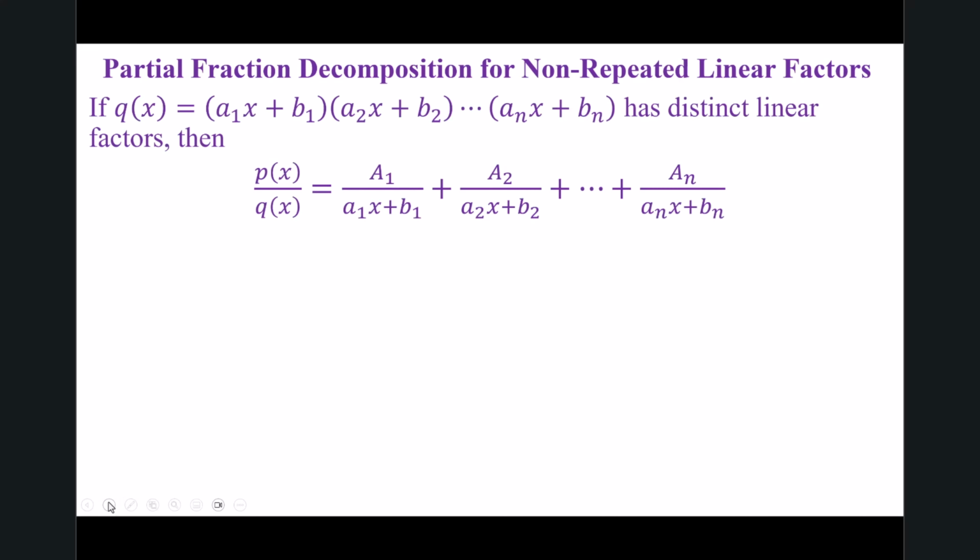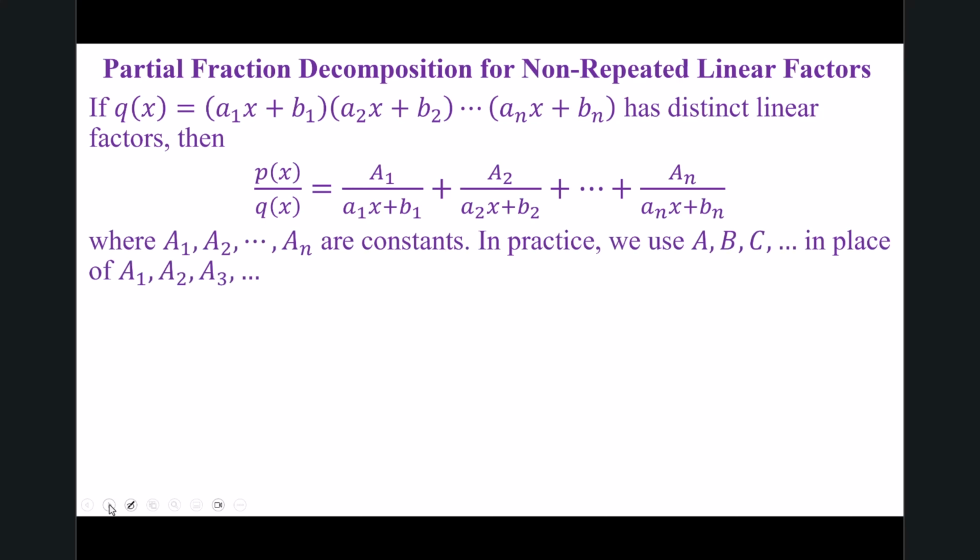The first one will be where the denominator has non-repeated linear factors. So in our rational expression, the denominator can be factored into linear factors, and none of those factors are repeated. So if I have p of x divided by q of x as my rational function, then each factor of that denominator, if the factors are non-repeated and all linear, will be a denominator in one of the partial fractions, and the numerators will be constants.